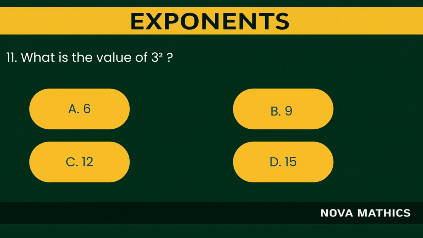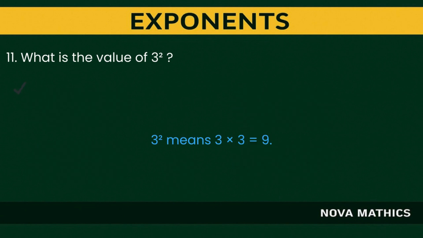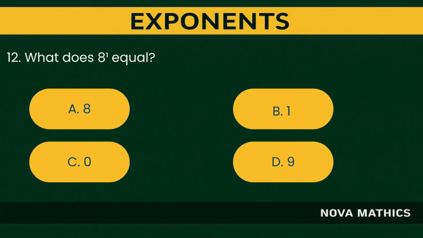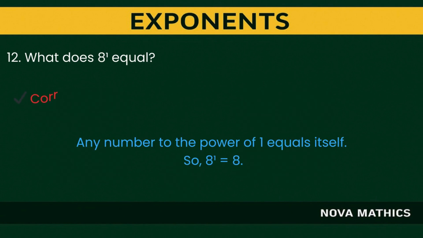11. What is the value of 3 to the power of 2? Correct answer is 9. 3 to the power of 2 is 3 times 3, which equals 9. 12. What does 8 to the power of 1 equal? Correct answer is 8. 8 to the power of 1 is just 8.